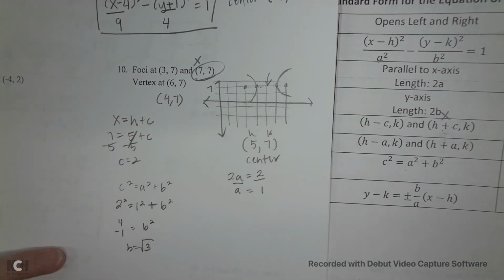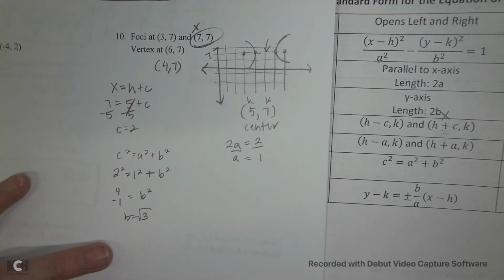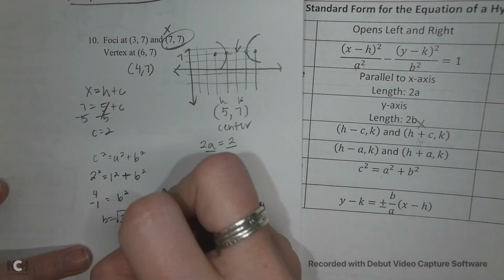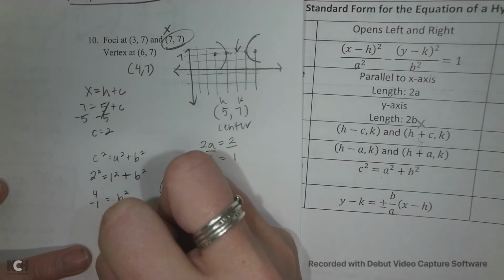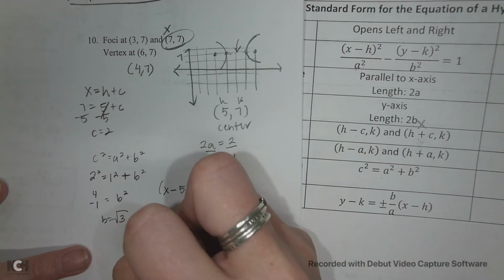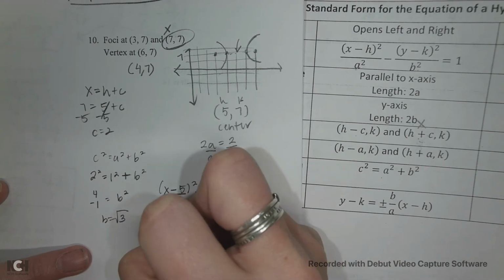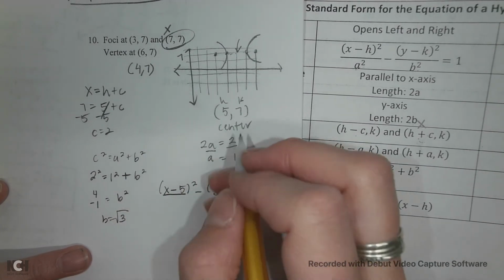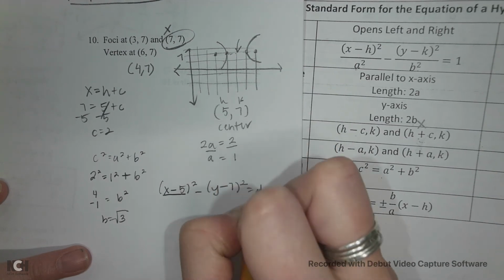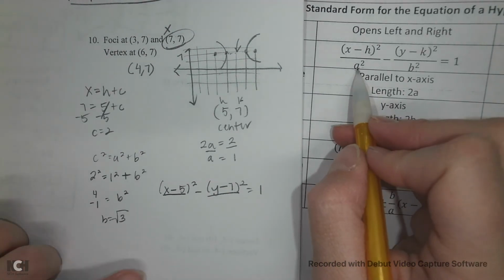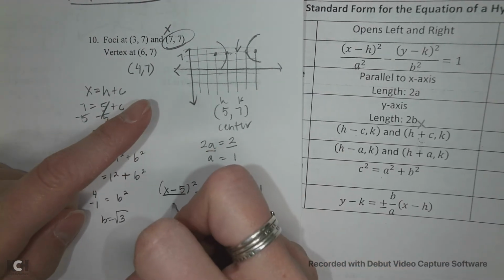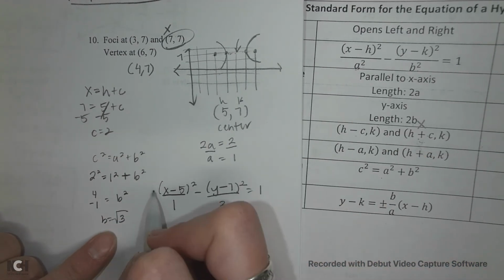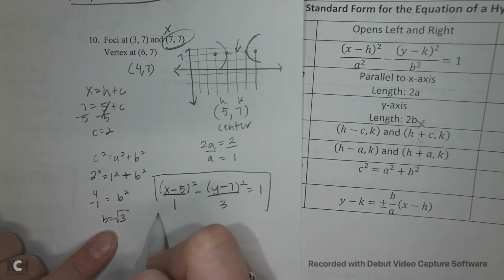So now we're going to write our formula in. Okay, so our formula is that guy right there. So we have our x minus our h, which is 5, squared, minus our y minus our k, which is 7, squared, equals 1. And then a goes first. A is 1 squared, which is 1, and b squared is 3. And there's the equation of that hyperbola.